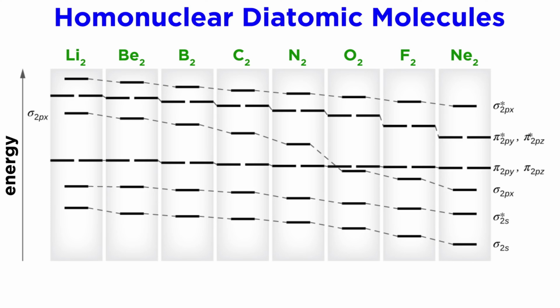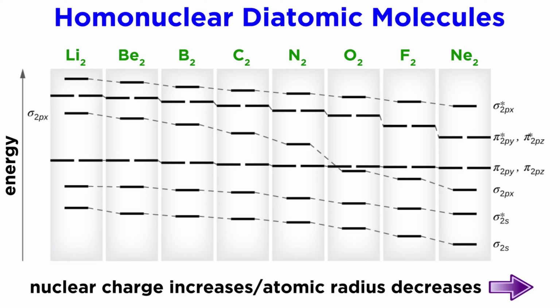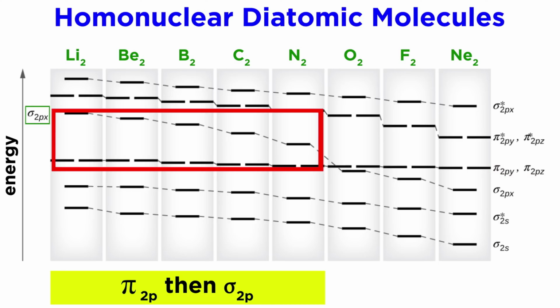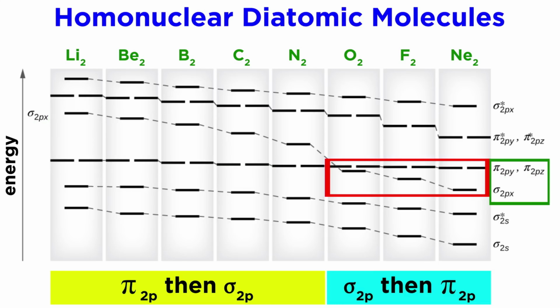Let's look at this diagram, which depicts the relevant orbital energies for all the potential homonuclear diatomic molecules in the second period, from lithium to neon. As we go to the right in the period, effective nuclear charge increases, so the atomic radii contract, and the orbitals get lower in energy. On the left, the pi 2p bonding orbitals are lower in energy than the sigma 2p bonding orbital, but on the right, the sigma 2p bonding orbital dips below and thus will be filled first.